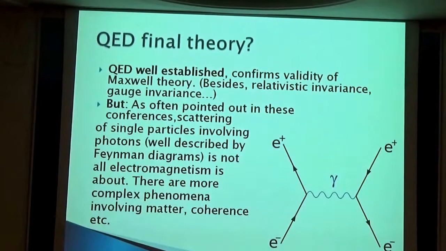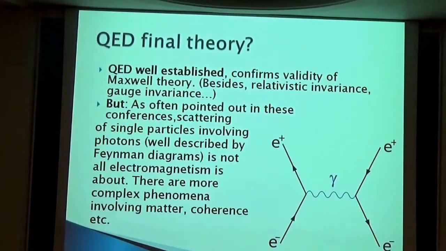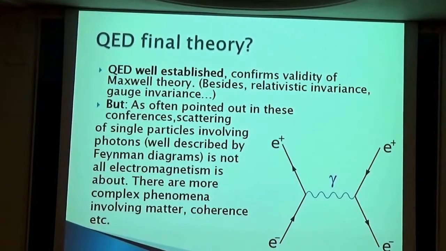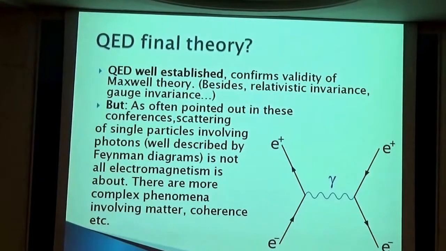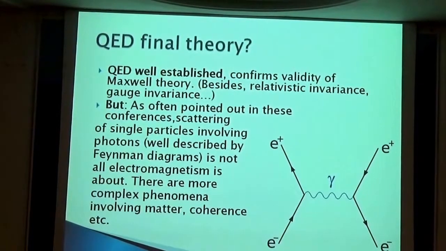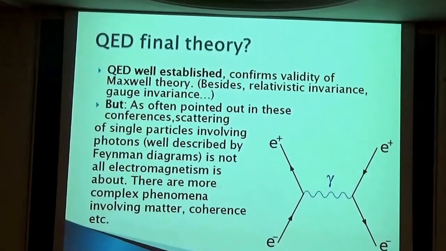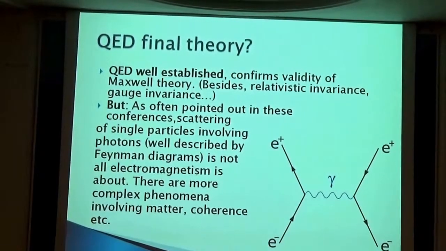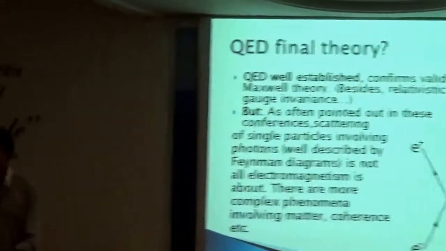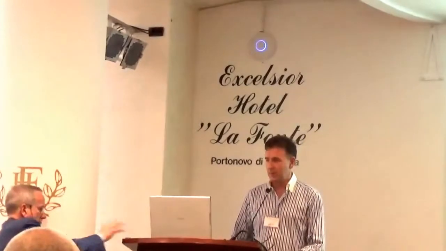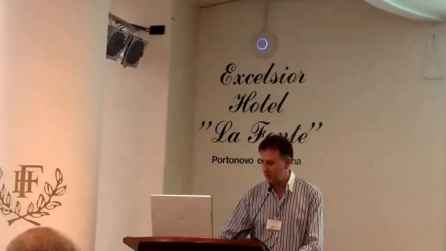And Maxwell theory has very many strong points. It is relativistically invariant. It has the principle of gauge invariance. Nevertheless, as was pointed out quite often in these conferences, Feynman diagrams of elementary processes like scattering are not all that electromagnetism is about. There are more complex phenomena involving, for instance, coherence or interactions with matter and so on. So, I don't think QED is really the final theory.